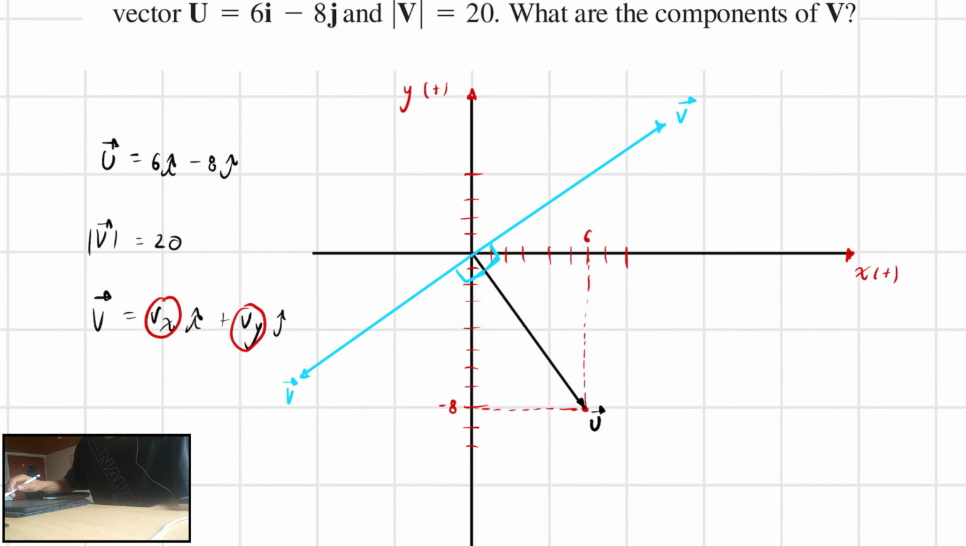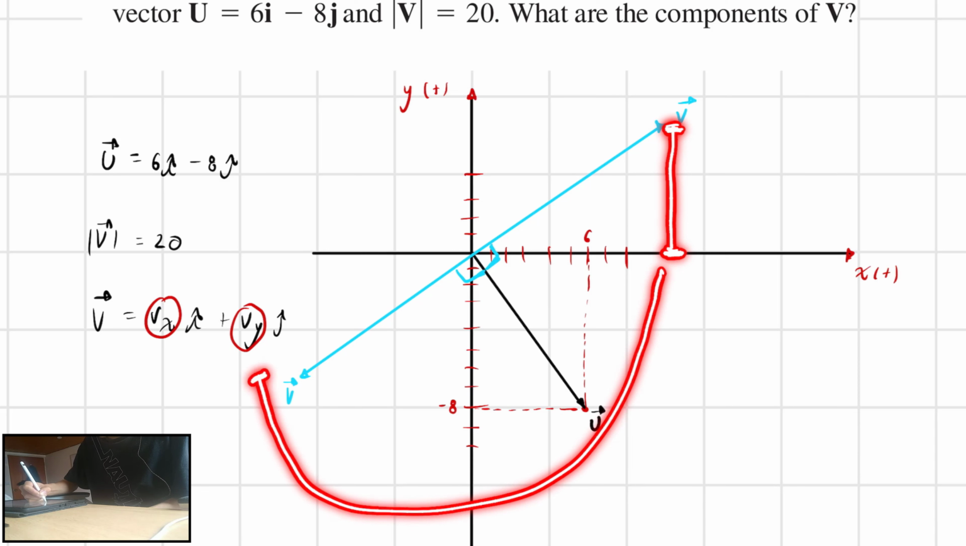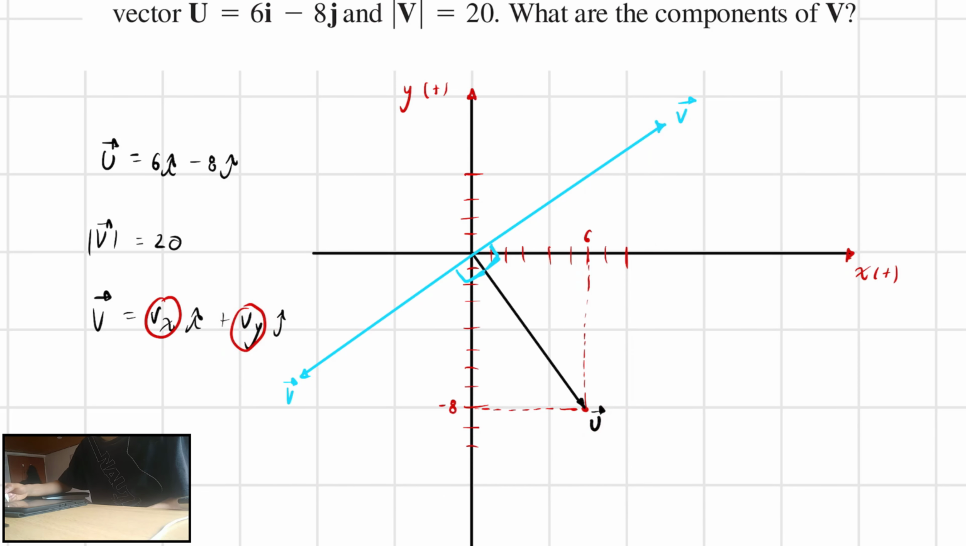So I know that I should be able to maybe close this triangle, maybe start playing with this angle or this angle, and start playing with different trigonometric equations for me to find this dimension, which is going to be the vy dimension, and this dimension, which is going to be the vx dimension.